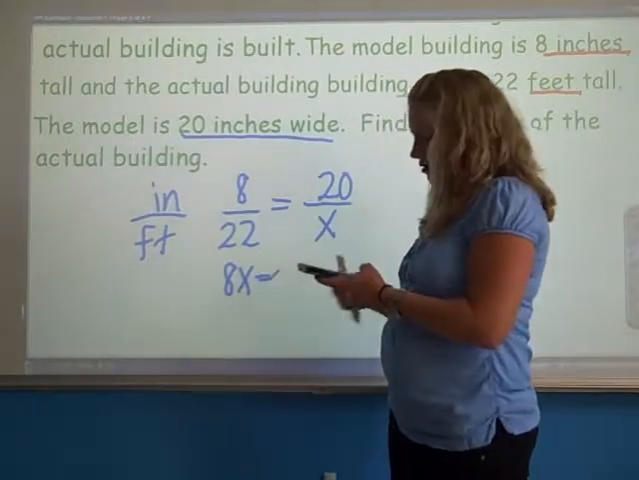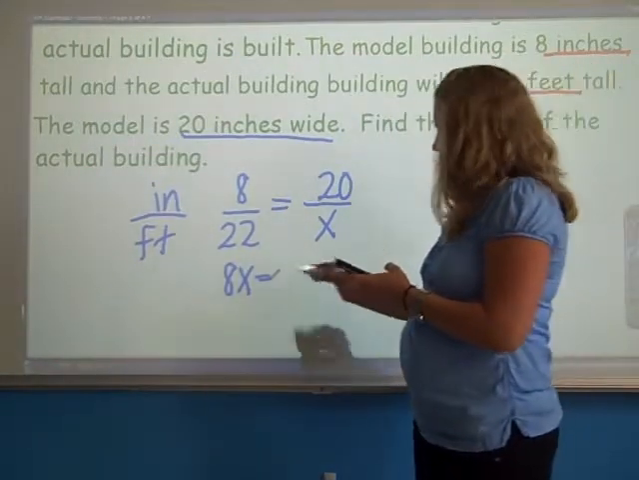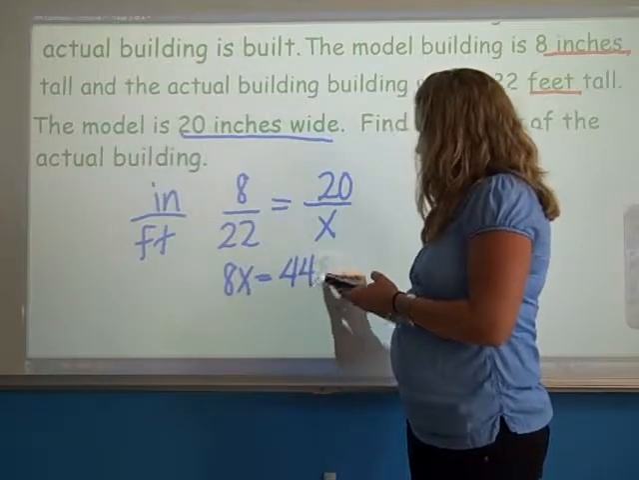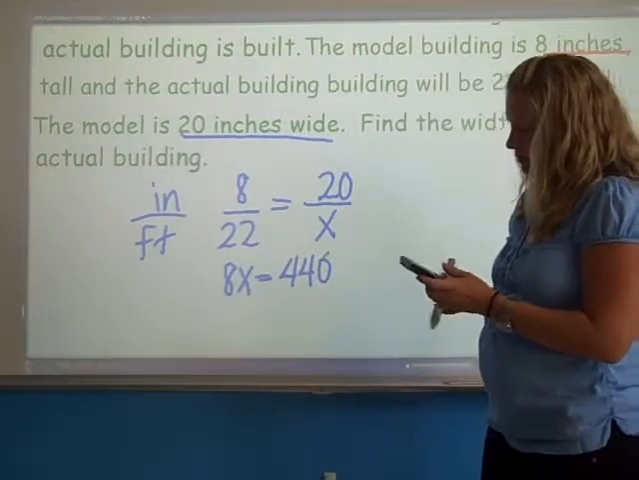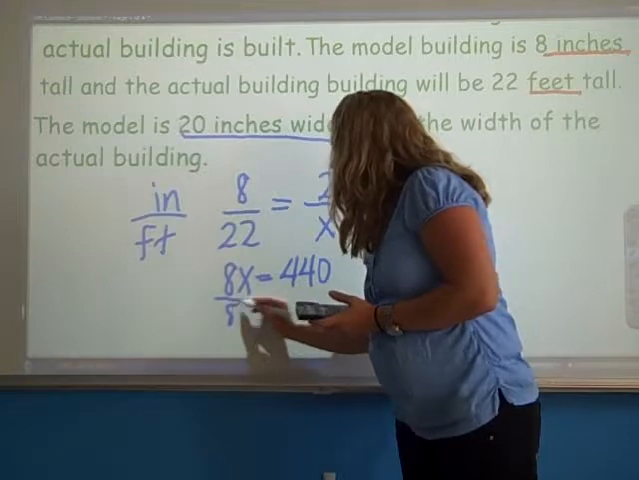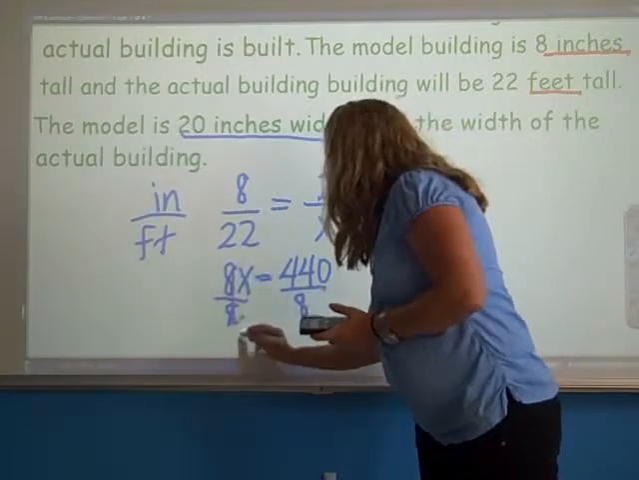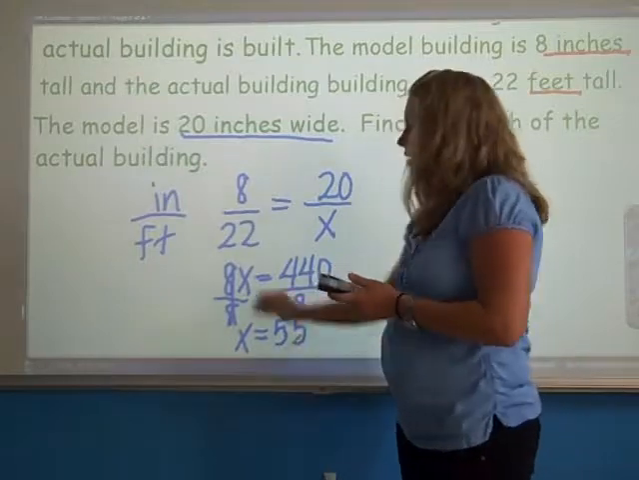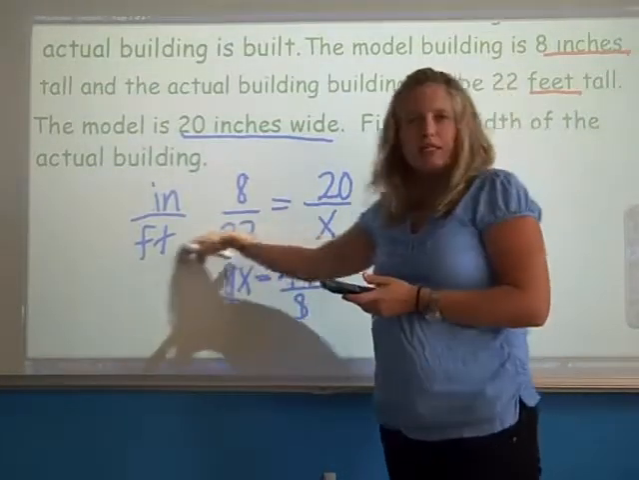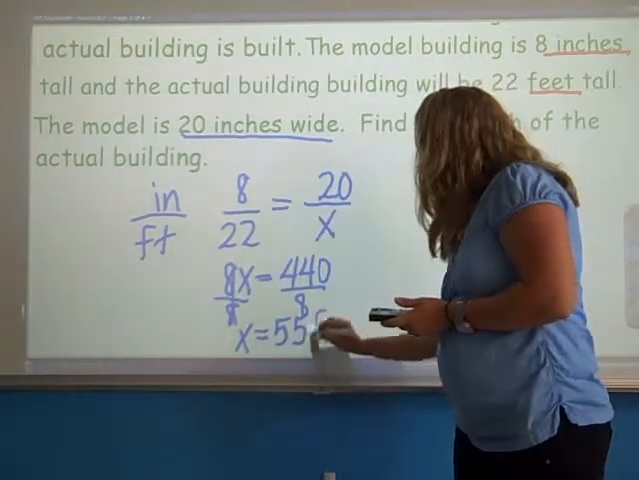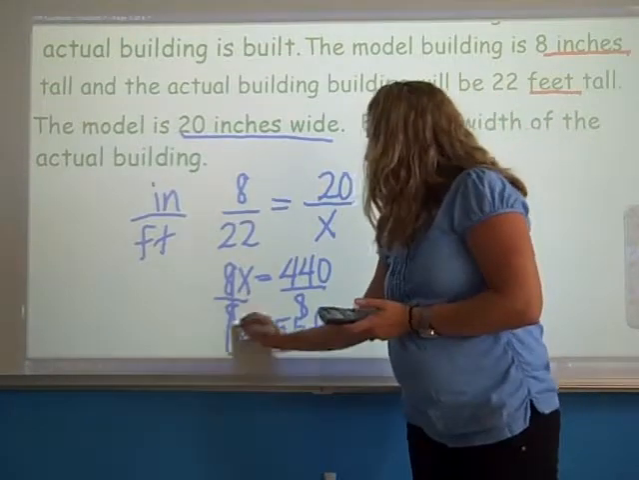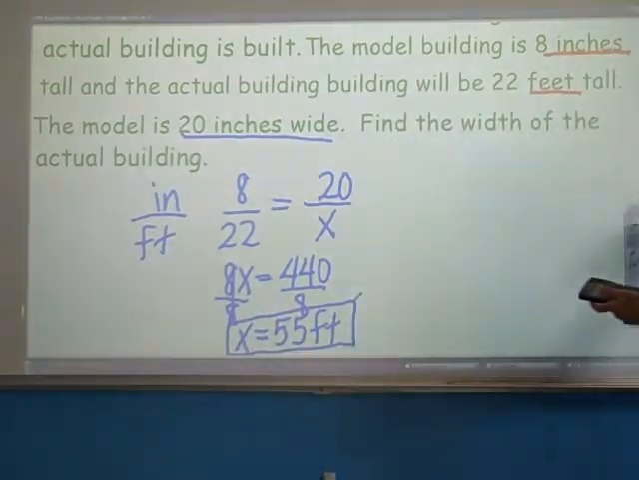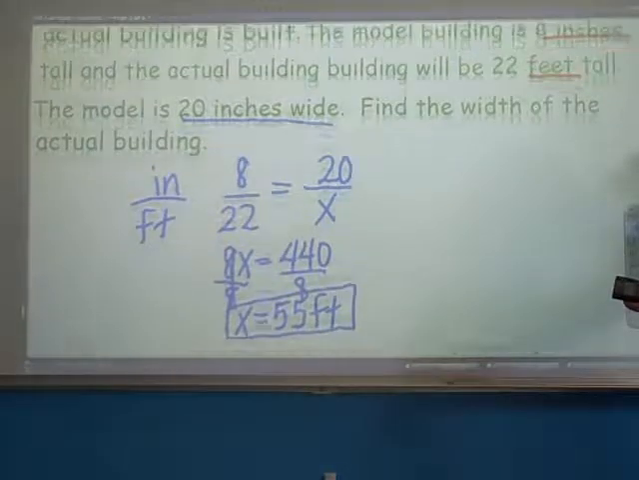8x equals 440 divided by 8. x equals 55. Now the units that need to go with that, we realized x was in the feet level, so we write feet. And there you go. Okay, you try one.